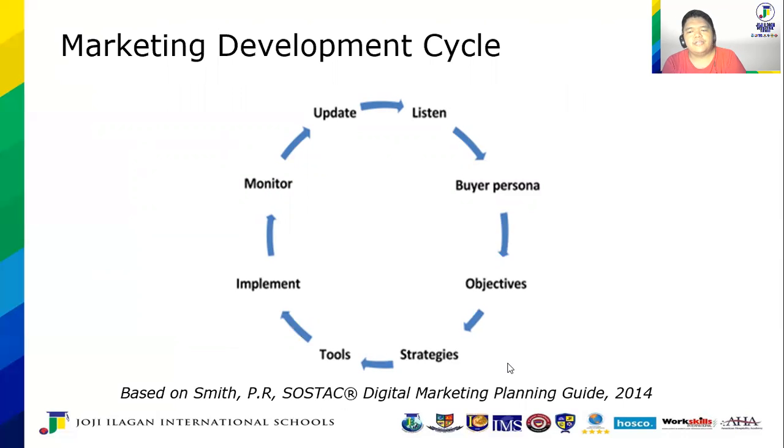Okay, according to the digital marketing planning guide, this is what they call the marketing development cycle. You have your buyer persona, your demographic profile, which is basically the demographic profile of your customers. Then you formulate your objectives, create your strategies, acquire tools, then implement the strategy, your marketing, then monitor, then update. Then listen to feedback from your buyers. So whenever you market something, always understand how you can gather feedback from your customers.